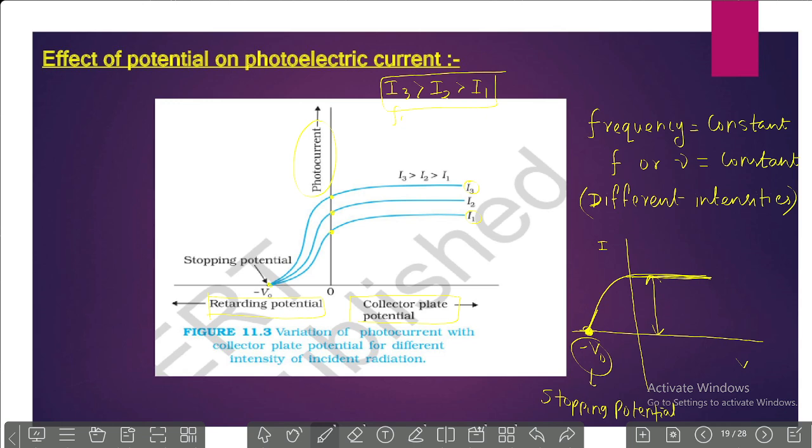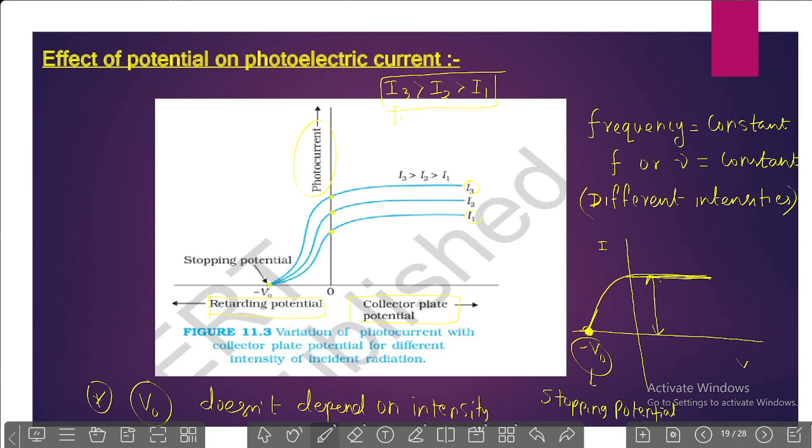And listen all of you here. For all the intensities, only one potential comes, the stopping potential. That means stopping potential does not depend on intensity, because for different intensity there is one stopping potential. So one point you can write here: V naught, the stopping potential, does not depend on intensity of light.